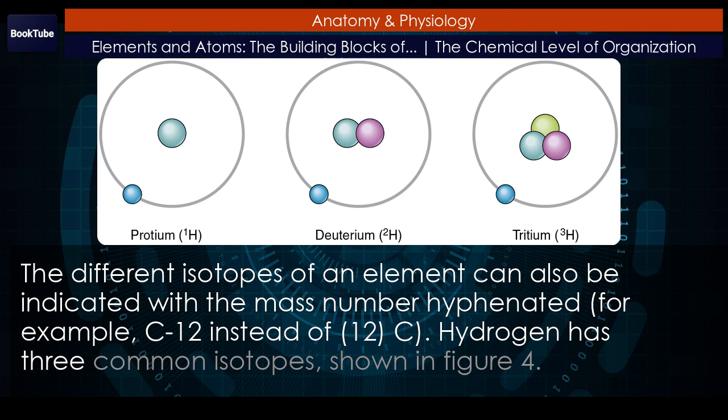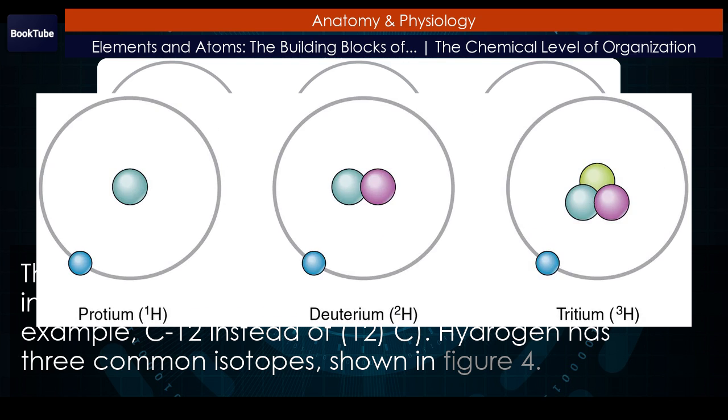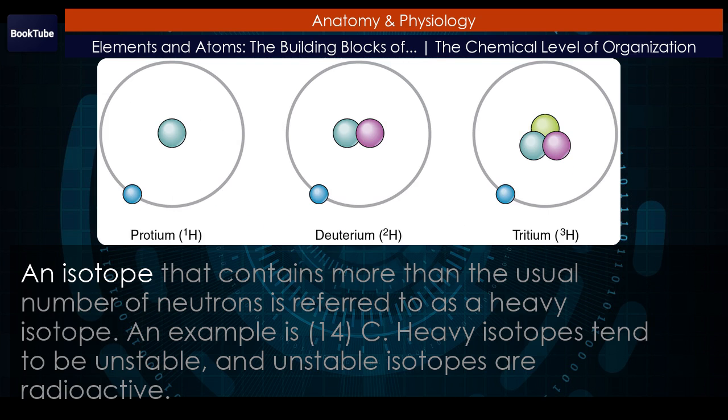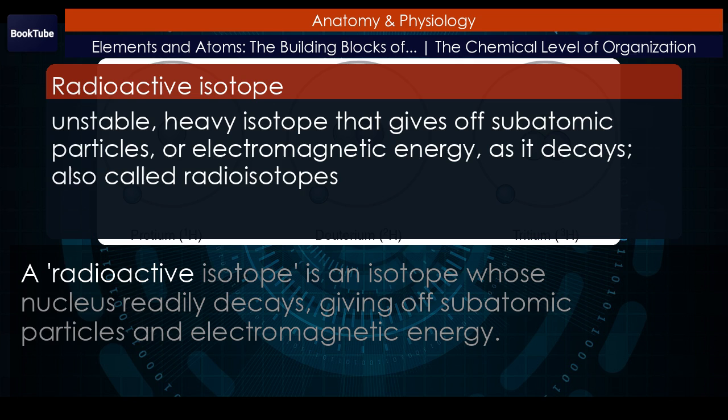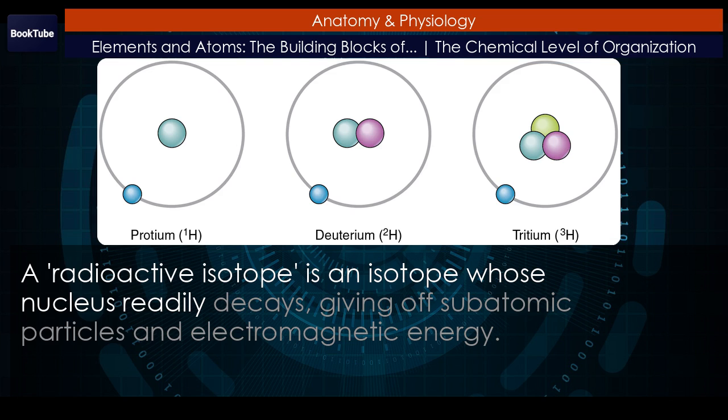Hydrogen has three common isotopes, shown in Figure 4. An isotope that contains more than the usual number of neutrons is referred to as a heavy isotope. An example is 14C. Heavy isotopes tend to be unstable, and unstable isotopes are radioactive. A radioactive isotope is an isotope whose nucleus readily decays, giving off subatomic particles and electromagnetic energy.